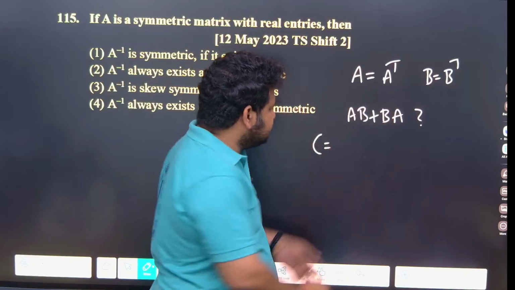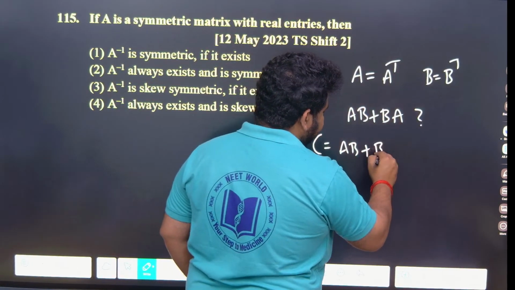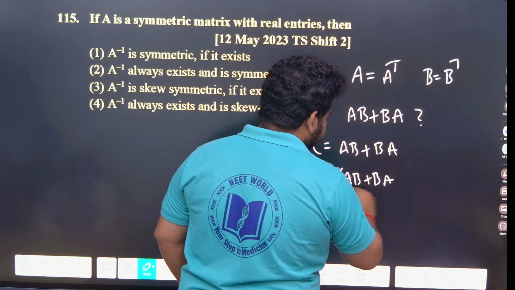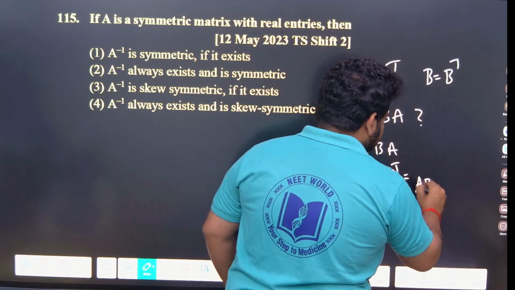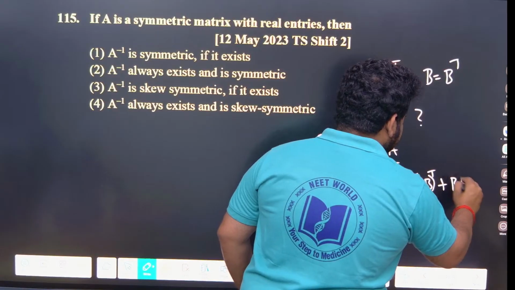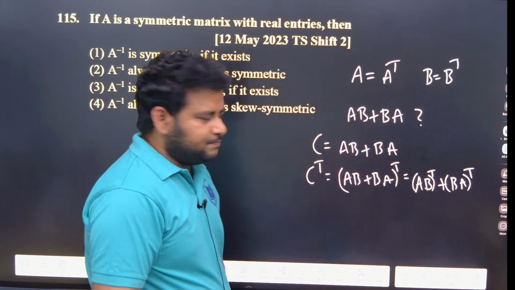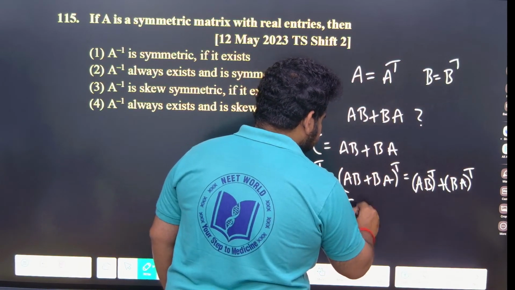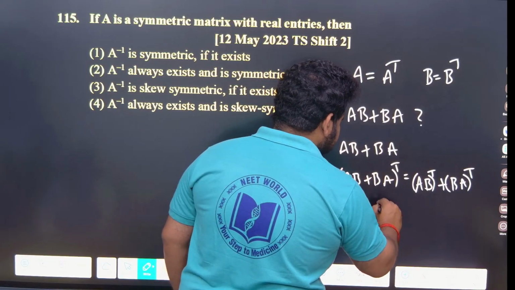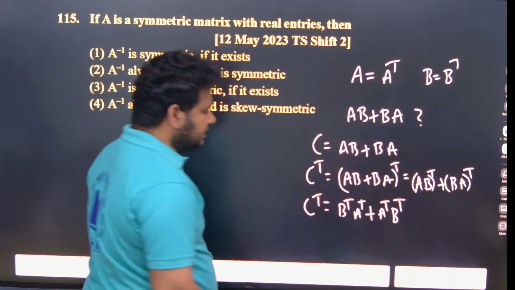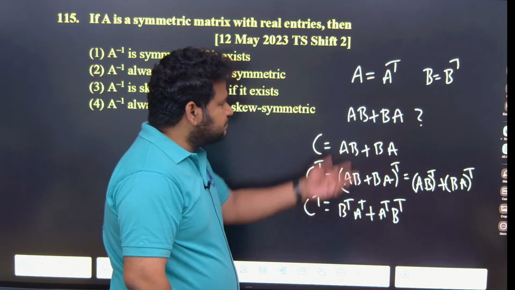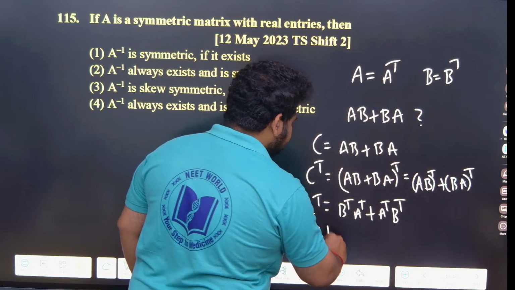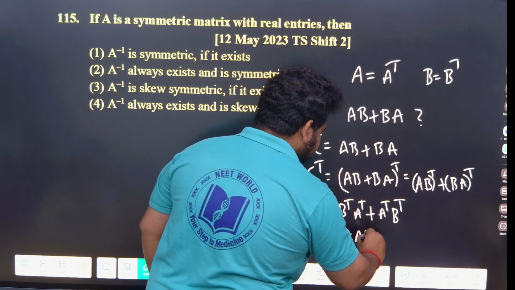Let me take C is equal to AB plus BA. Let me take C transpose. C transpose will be equal to what? AB plus BA whole transpose. That gives us AB transpose plus BA transpose. So C transpose is nothing but, AB transpose means B transpose A transpose, and BA transpose means A transpose B transpose. But B transpose is nothing but B, and A transpose is nothing but A. So in that place, C transpose is nothing but BA plus AB.